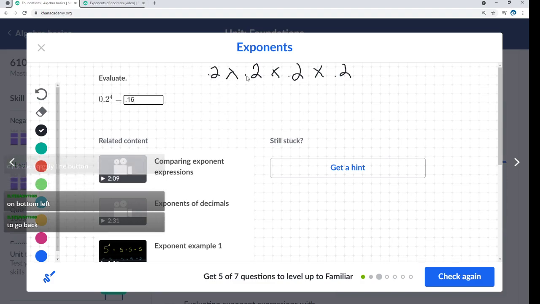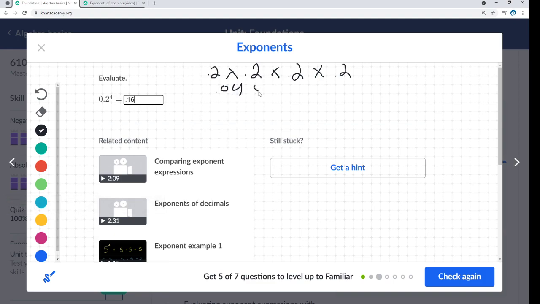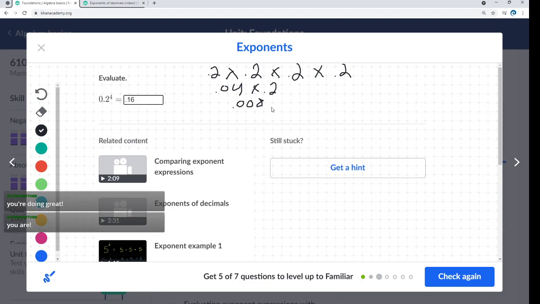And so we have 1, 2, right? So we need to move it 2 places. So it would be 0.04, right? And then that's times 2, or 0.2. So that'd be 8. And then it's 1, 2, 3 places, right? I hope I'm doing this right. So 0.128, right? And then that is times 2.